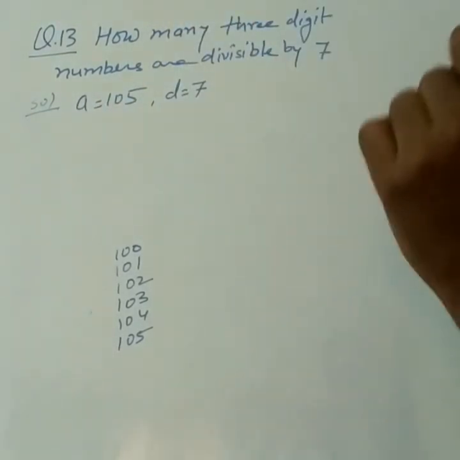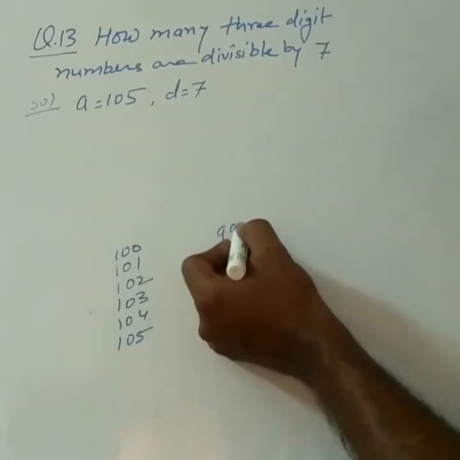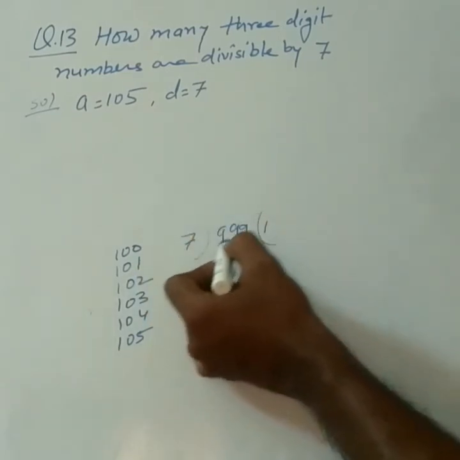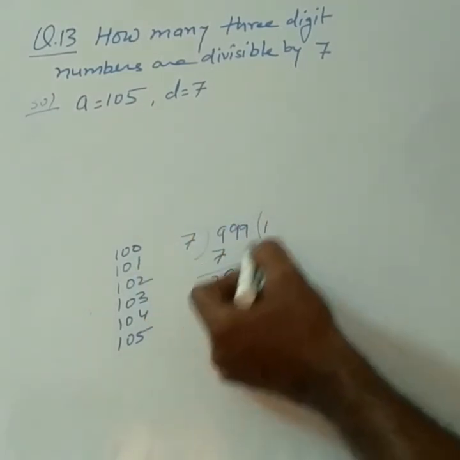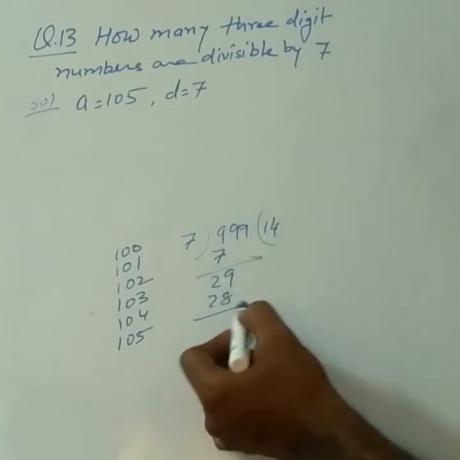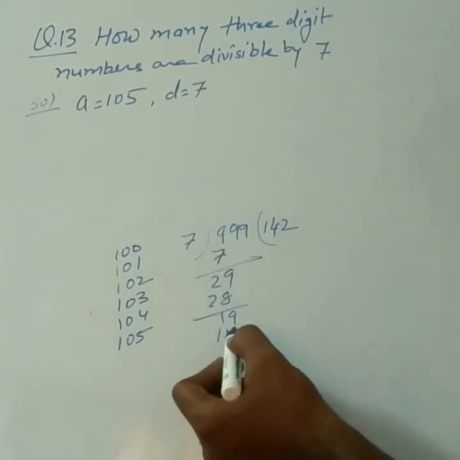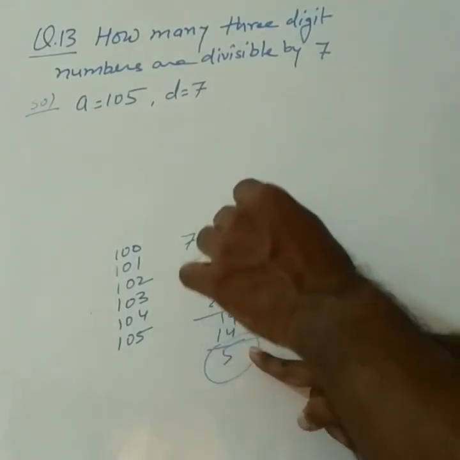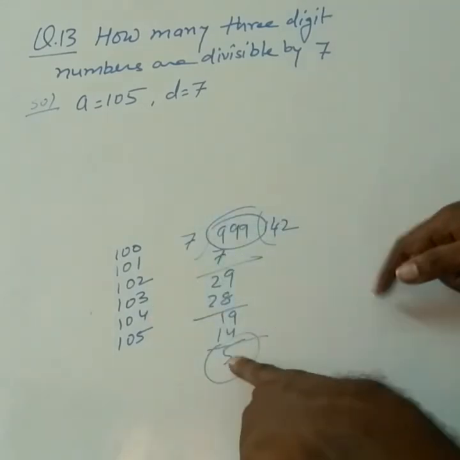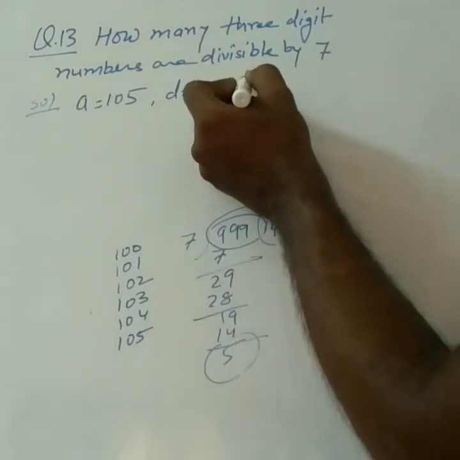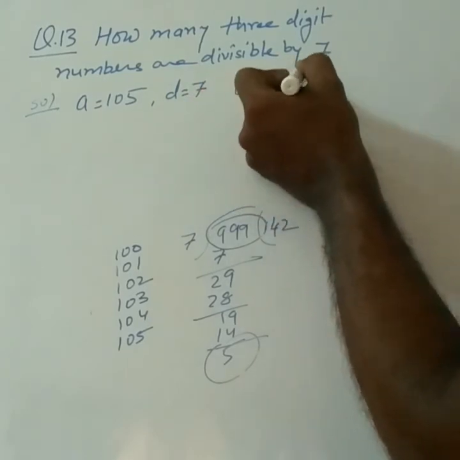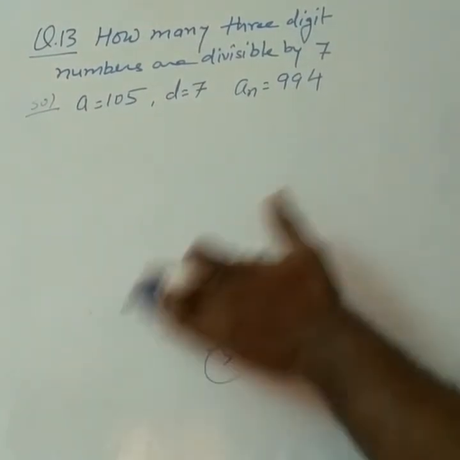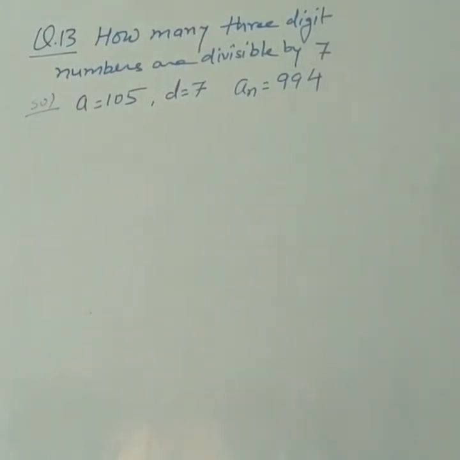Now the largest 3-digit number is 999. When we divide this by 7, 7 1 is 7, 7 4 is 28, 7 2 is 14. We are having 5 as a remainder. So remove this 5 from this 999. The last term of this AP will be 994.